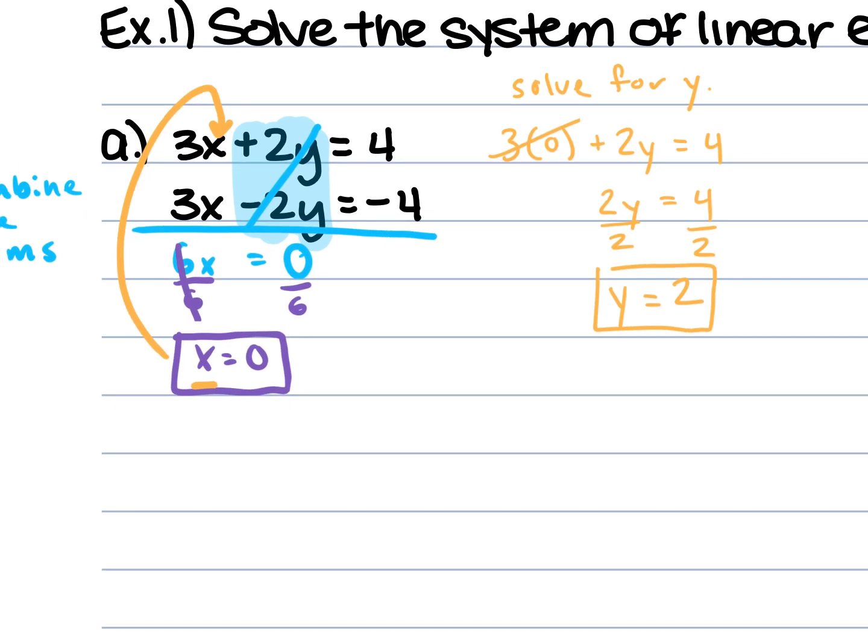So when we write our solution, it's always as a coordinate pair. The x comes before y. So just like in the alphabet, it goes x then y. Our x comes first. So how would I write my answer? 0, 2. Perfect. So that's my solution.